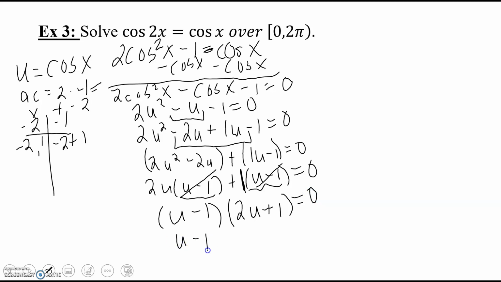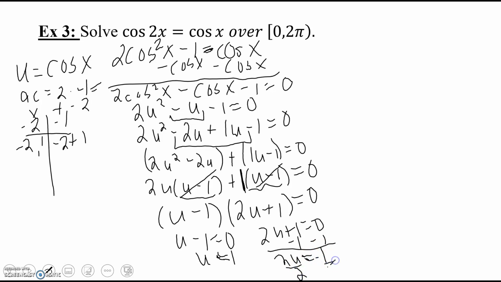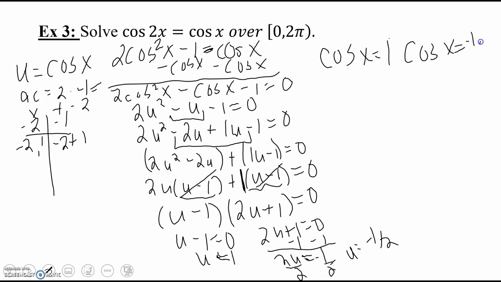But then I will take each of those and set them equal to 0 and solve for u. So here I will get u is equal to 1. Here I will subtract 1, get 2u equal to -1, divide by 2, and you will get u equal to -1/2. All right, so now I have to go back and plug in cosine of x for u. So we had u equal to 1, so we're going to replace that u with cosine of x. So that'll be cosine of x equal 1. And then we had u equal to -1/2, so we're going to replace that u with cosine of x.